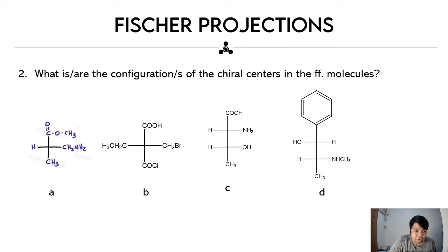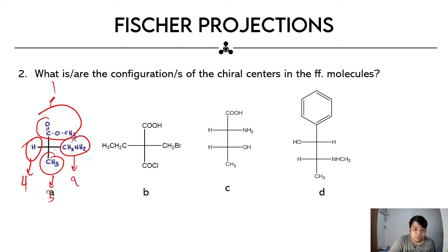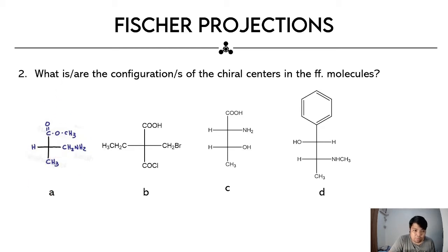So in letter A, obviously, this will be priority number 4, this will be priority number 3, and between oxygen and nitrogen, oxygen is much heavier, so this will be priority number 1, and this will be priority number 2. Now, I'll make this simpler with 1, 2, 3. If you notice in the Fischer projection, the lowest priority is at the side, that means it is pointing forward.